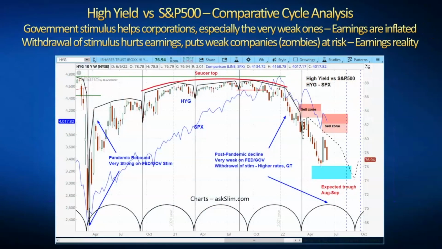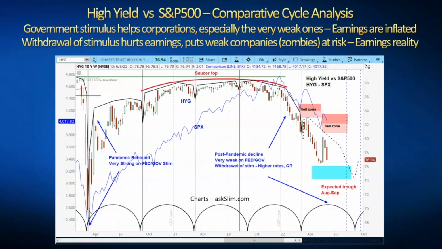So this is that chart that I shared. This is high yield versus the S&P 500, comparative cycle analysis. And plainly, when the government stimulus is there, it helps corporations, especially the very weak ones, and earnings become inflated. You get real low interest rates, their borrowing costs are much lower, their earnings go up, and the rest of the economy is stimulated, so there's more retail, there's more business, and earnings become inflated by that.